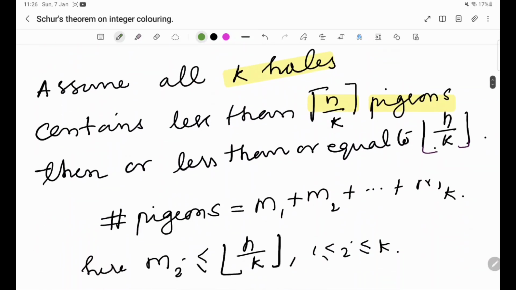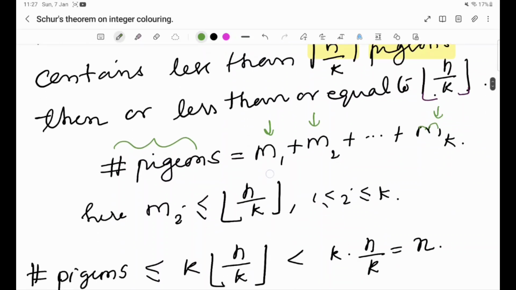Okay, now we assumed all k holes contain fewer than this. So there are k holes, and each hole contains m1, m2, up to mk pigeons. The first hole contains m1 pigeons, the second hole contains m2 pigeons, but all these mi's are less than or equal to floor of n by k, right? That's what we have assumed.